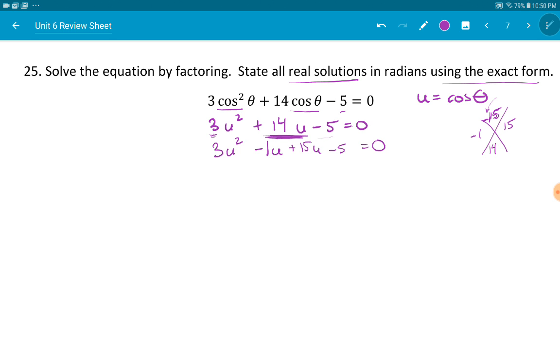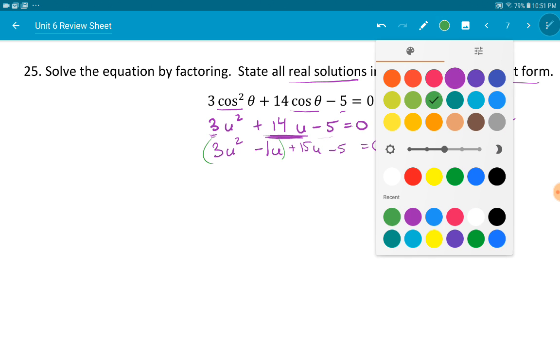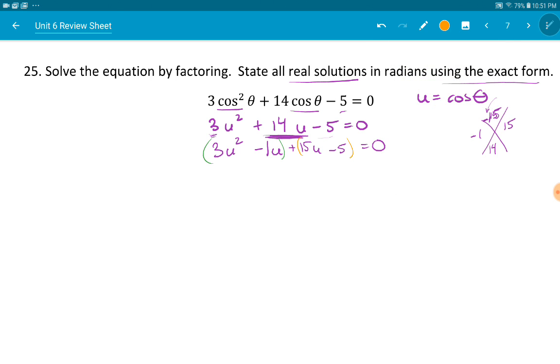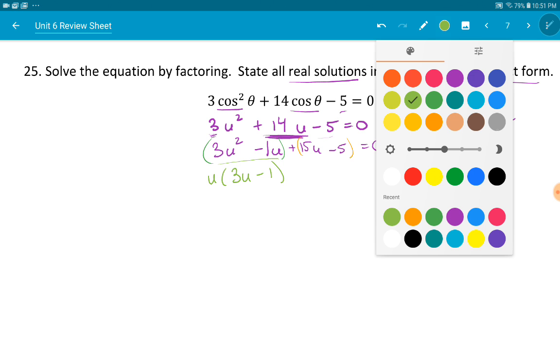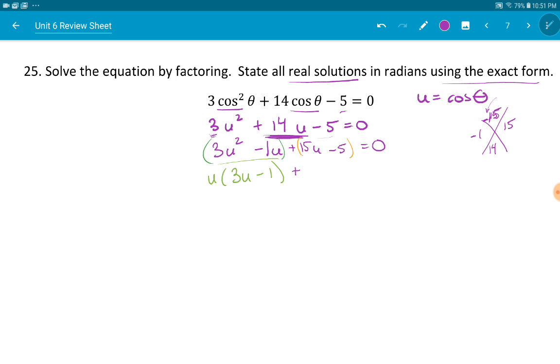Okay, now I'm going to do grouping. So I'll make a green group, and there's a plus sign in the middle, so that's easy. And then an orange group. Looking at the GCF for this green group, I see a u. So that leaves me with 3u minus 1. And then the plus sign. And in the orange group, the greatest common factor is a 5. So I'll take that out, and I'm left with 3u minus 1.